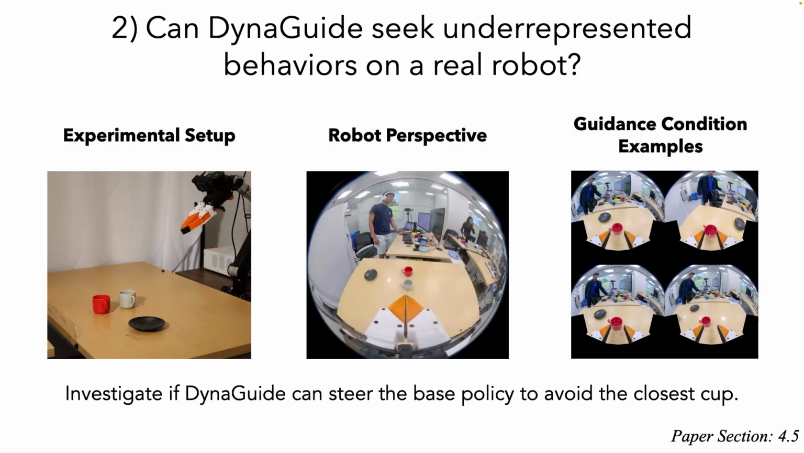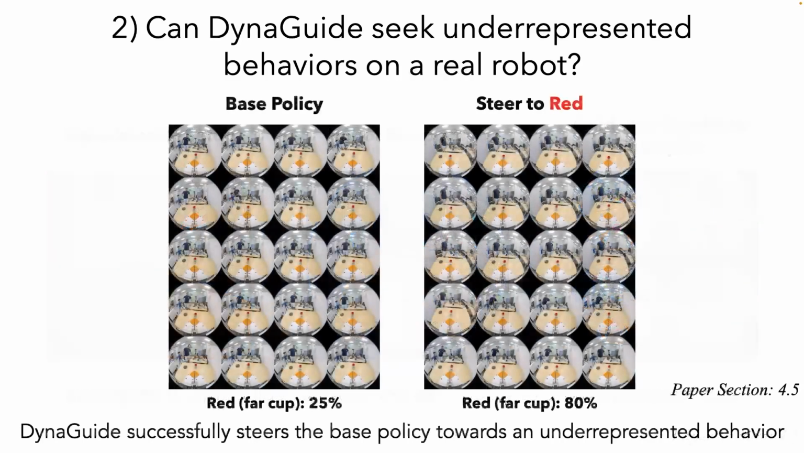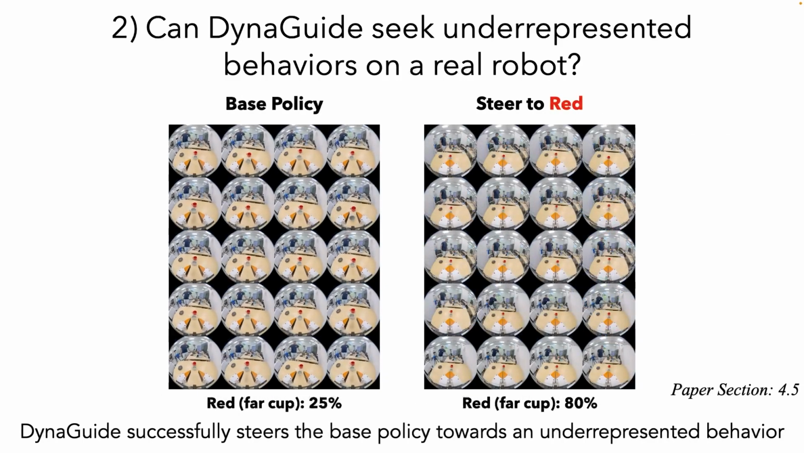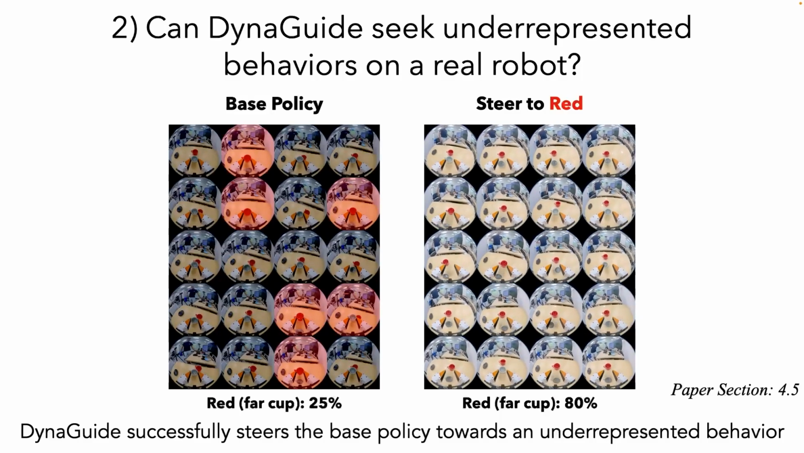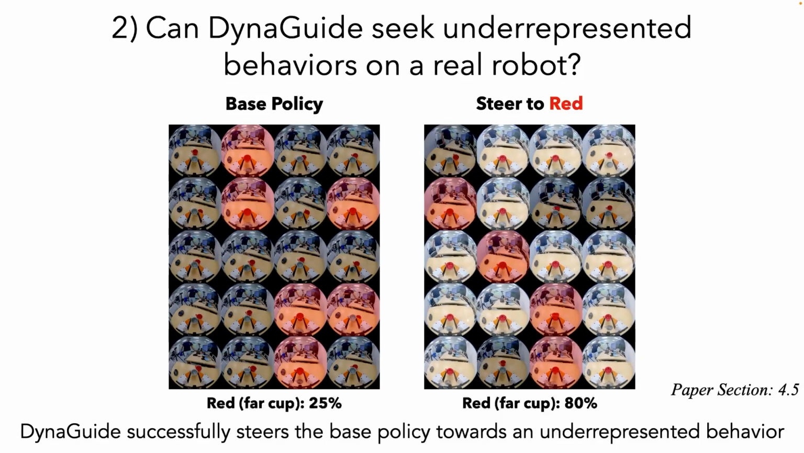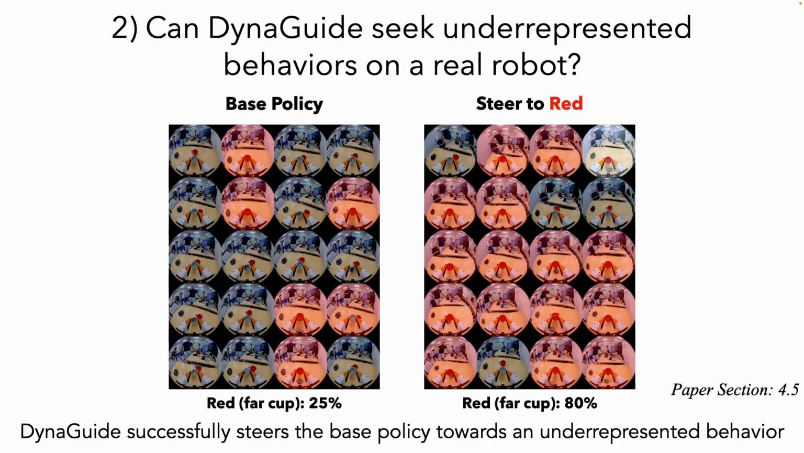For our next experiment, we are interested if we can enhance an underrepresented behavior. We place a red cup directly behind a gray cup and try to steer the policy towards the red cup. The base model prefers the closest cup and only grabs the red cup 25% of the time. But DynaGuide shifts this preference and the policy goes past the gray cup and to the red cup 80% of the time.